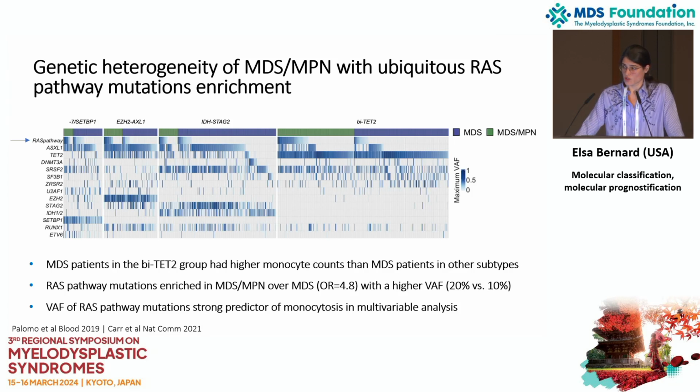Patients that were classified within the allelic TET2 subtypes as MDS had higher monocyte counts than patients with MDS in other subtypes, and this may provide a better rationale than the arbitrary cutoff of monocyte counts. The one molecular difference between patients with MDS or MDS-MPN was a strong enrichment for RAS pathway mutation in MDS-MPN over MDS, not only in frequency, but also in variant allele fraction, where the median variant allele fraction was 20% in MDS-MPN versus 10% in MDS, and the variant allele fraction of RAS pathway mutation was a strong predictor of monocytosis in multivariable analysis.